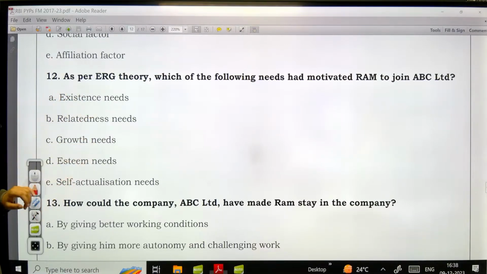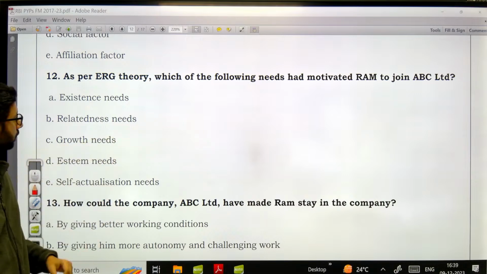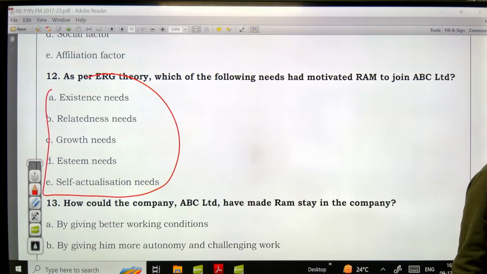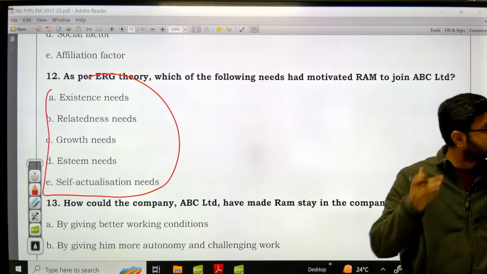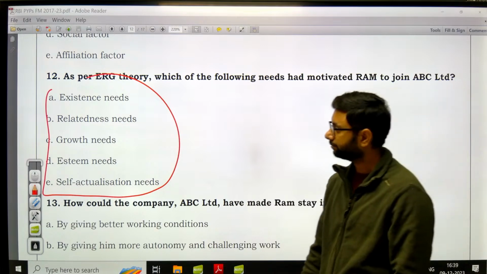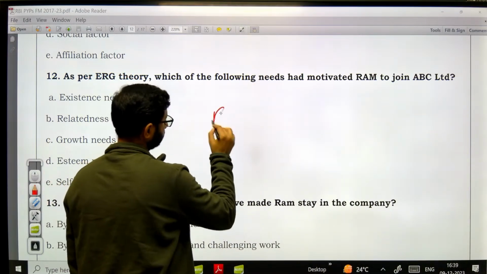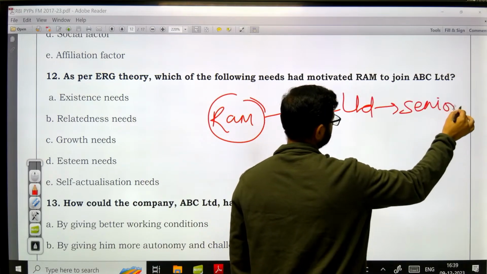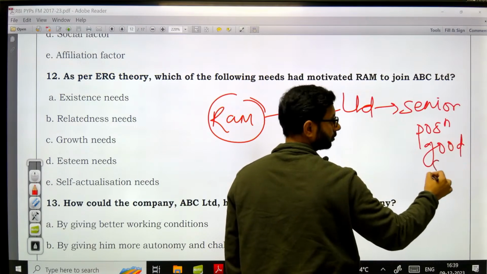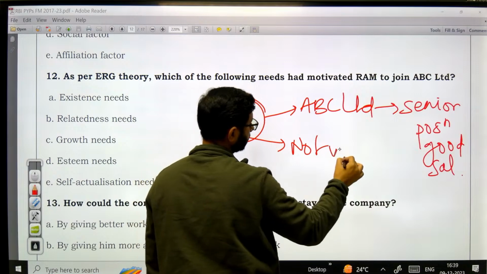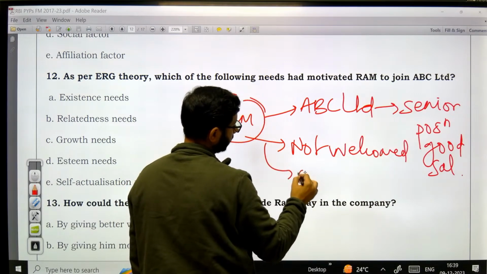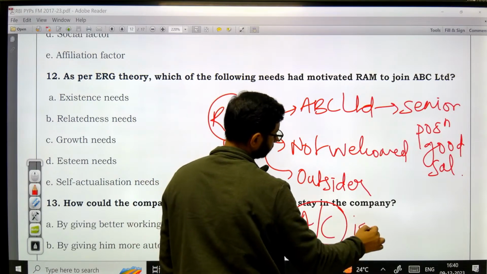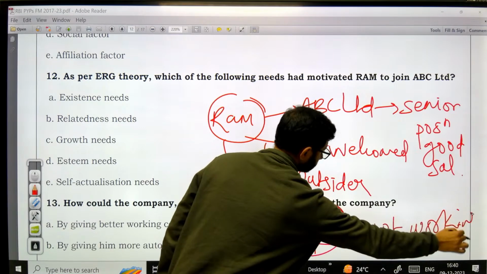As per ERG theory, which of the following needs had motivated Ram to join ABC Limited? First of all, you tell me what ERG means. Existence, relatedness and growth. So I'll tell you what the paragraph actually talked about. Ram joined ABC Limited because he thought this is providing him a senior position and a good salary. Okay, but he is not welcomed by his colleagues because they think that he is an outsider, and apart from it, in the office in which he is working, the AC is not working, and he complained for that, but the issue is not resolved. This is the gist of the paragraph.